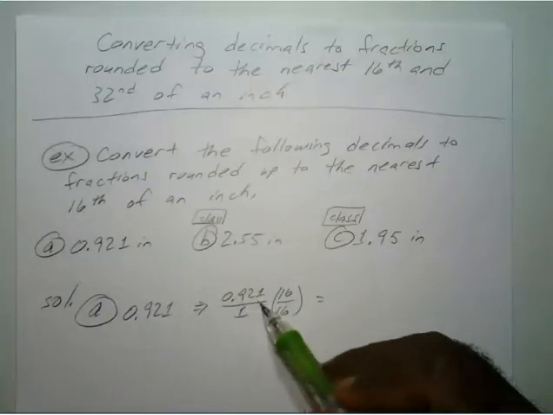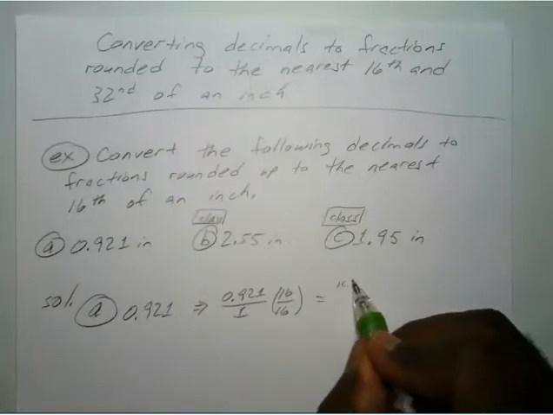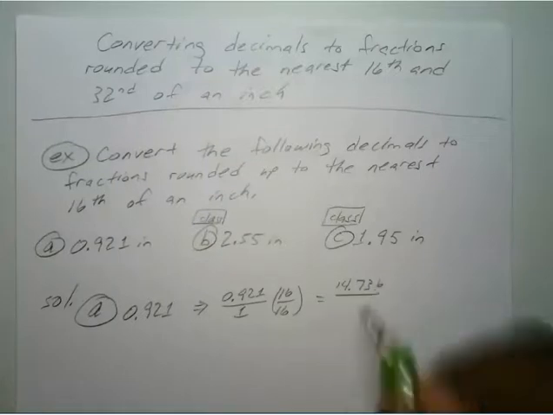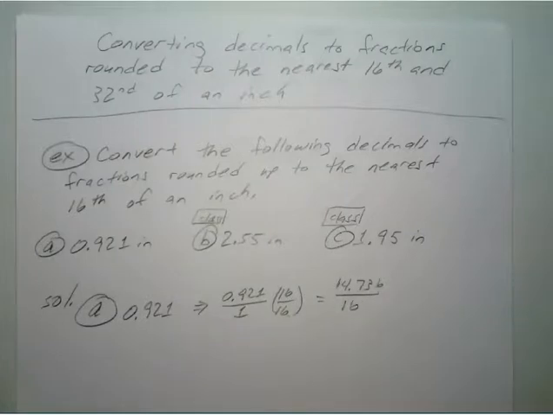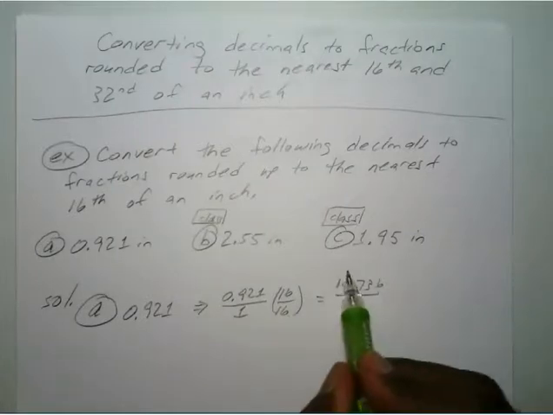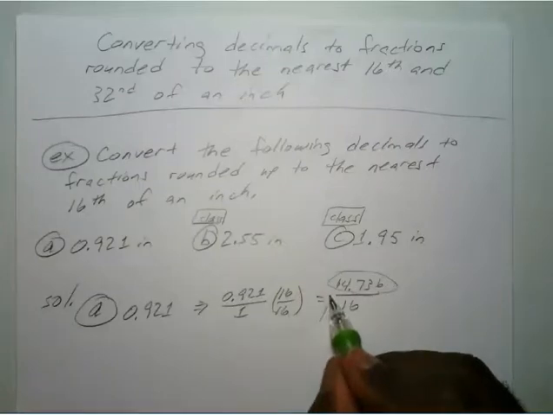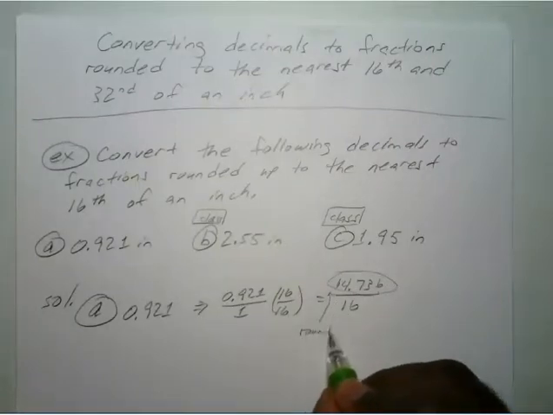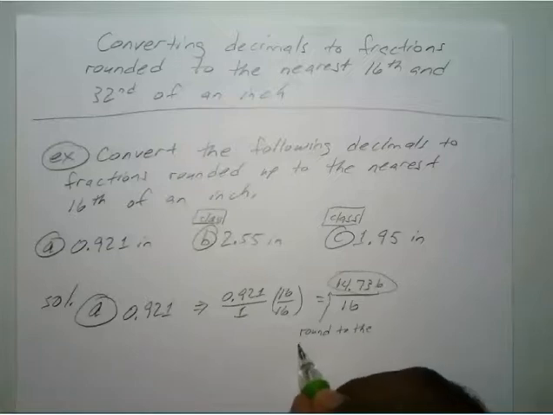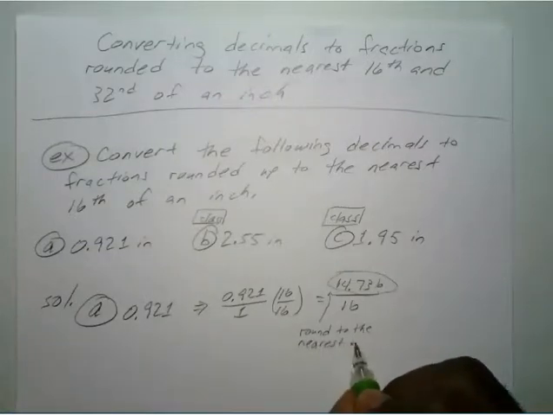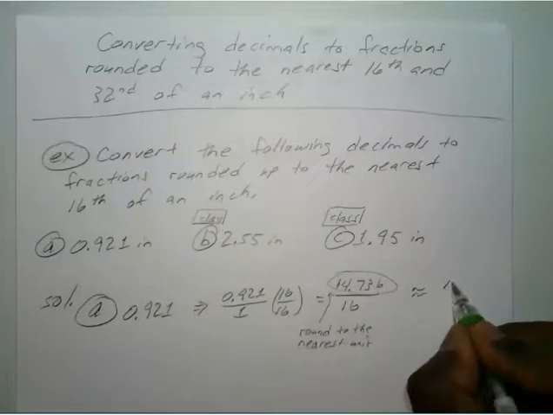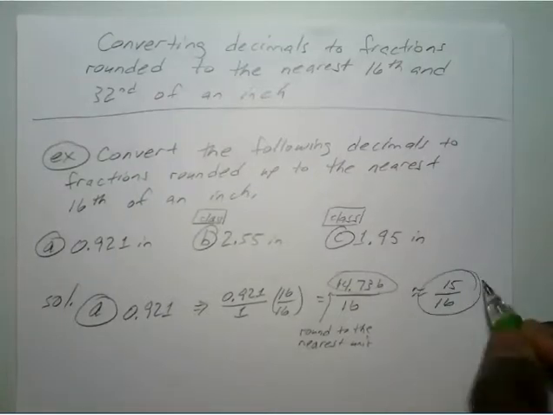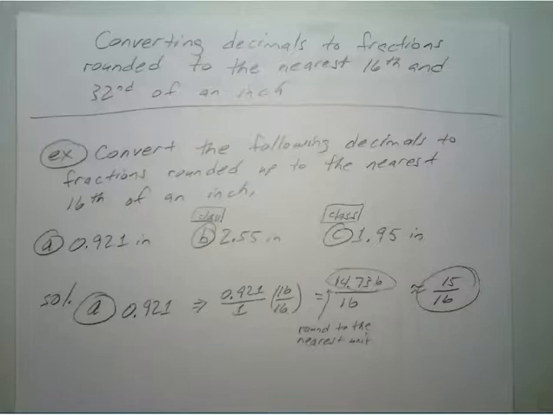So 0.921 times 16 is 14.736, divided by 1 times 16, which is 16. What we're going to do with our numerator is round to the nearest unit or whole number. So 14.736 rounded to the nearest whole number is 15. So it'll be about 15/16. All right, and that's it.